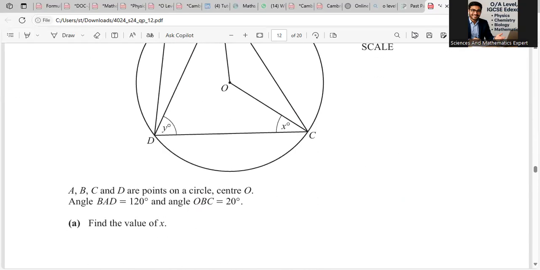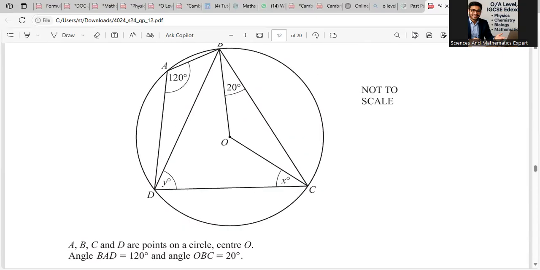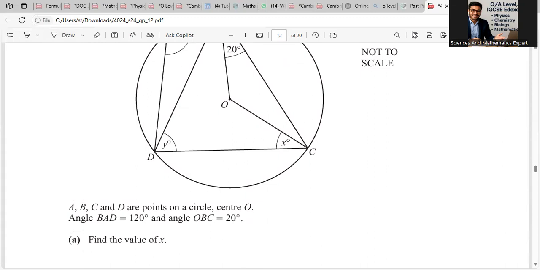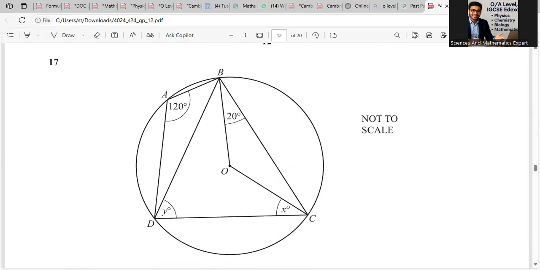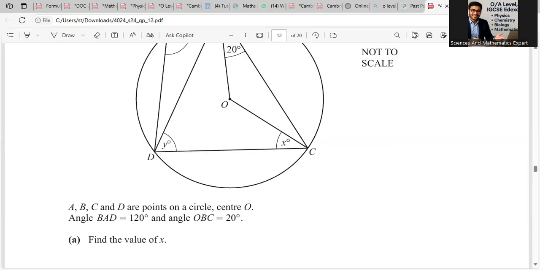Now we will have to go to circle equations. Just look at here how we will go about it. Here he is saying that A, B, C, D are the points on the circle where angle BAD is 40, angle OBC is 20, okay. And now he is saying calculate the value of x.